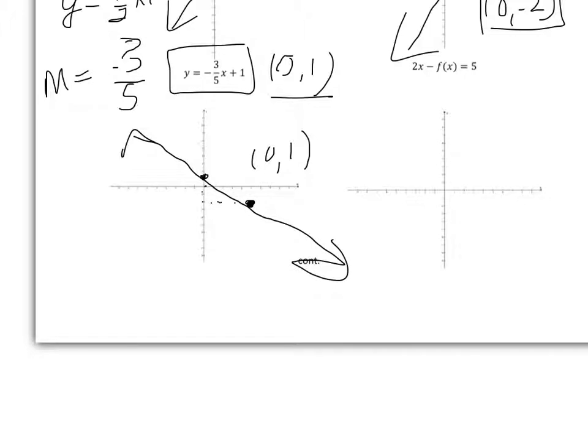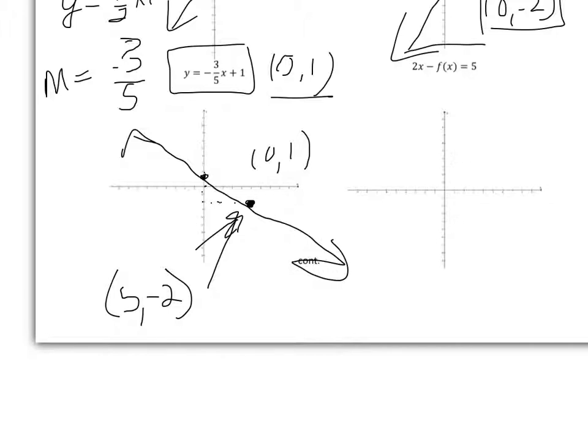Now, the only other question would be, what is this point right here? Well, think about it. If we started at 0, 1, we went to the right 5. So we started at 0, went 5, so that x-coordinate has to be 5. We started at 1 and went down 3, so the y-coordinate's -2, so that point in fact is 5, -2.